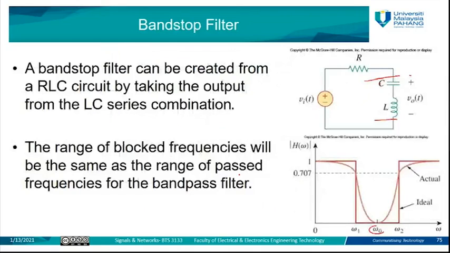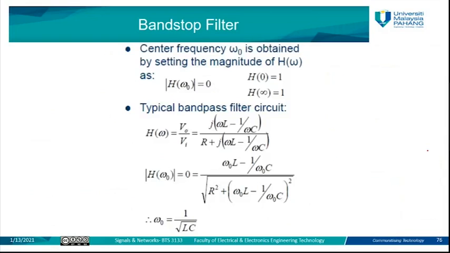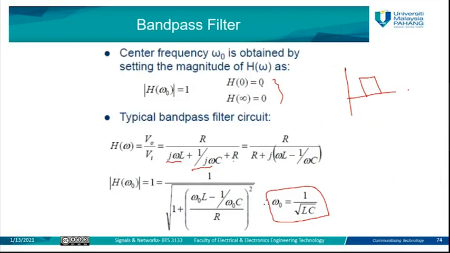For the band stop filter, the omega naught value is the same, omega 1 is the same, and omega 2 is the same. The only difference is in H0, which is 1, and H infinity, which is 1, and in between it will be 0. So you can see here the magnitude at 0 is equal to 1, and the magnitude at infinity is also equal to 1. If you have such values, that means this is a band stop filter: H0 equal to 1, H infinity equal to 1. For the previous one, H0 equal to 0, H infinity equal to 0, this is the band pass filter.